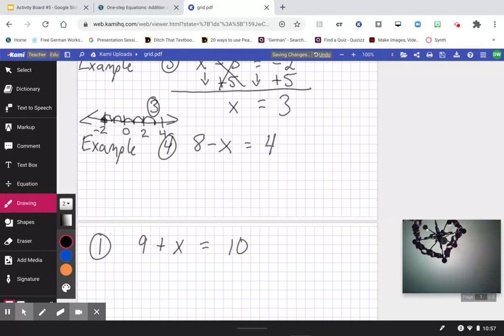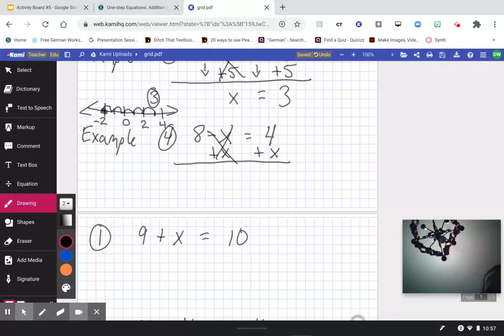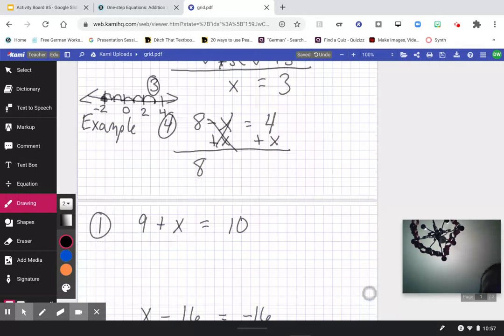Okay, so can we add a variable to both sides? Well, sure we can, because we don't know the value of that variable, but as long as I add, subtract, multiply, or divide on both sides of the equation, then we're not changing the value of the equation. It's going to stay balanced. So let's add x to both sides and see what happens. All right, so x's cancel out. We'll bring down our 8, bring down our equal sign, and then we have 4 plus x.